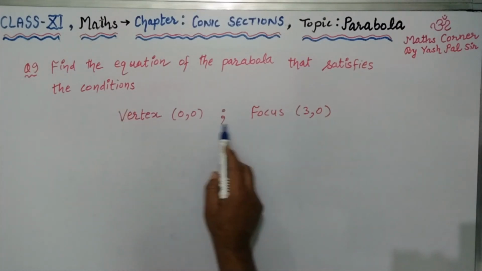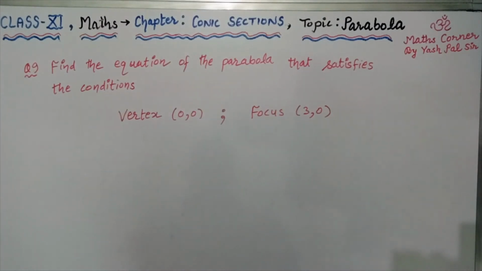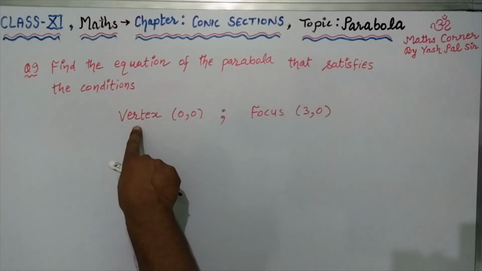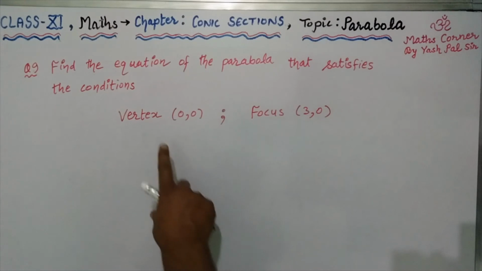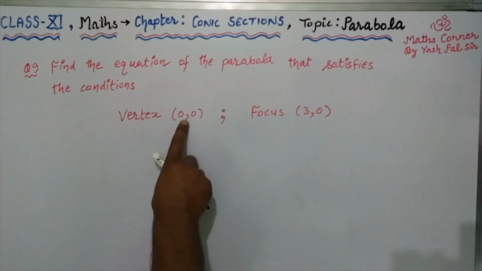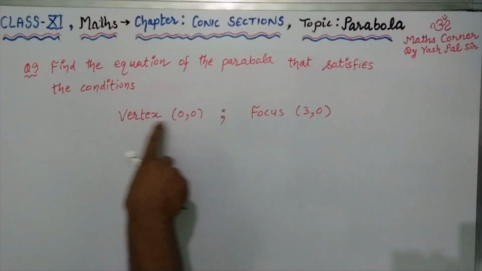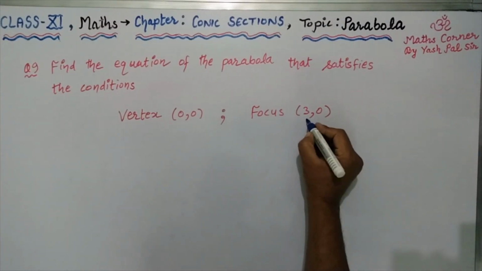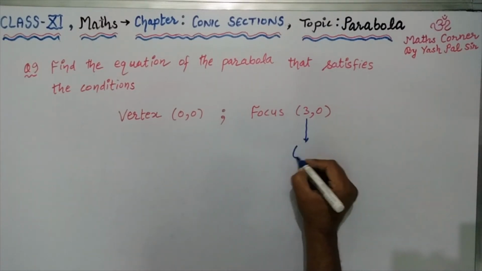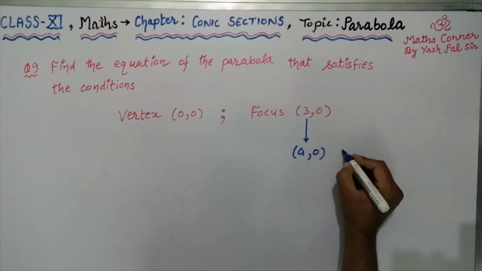Question number 9. Find the equation of the parabola that satisfies the conditions. Vertex is (0, 0). Focus is (3, 0). There are 4 types of parabolas, and in every parabola the vertex is (0, 0), so nothing is to be done with this vertex. We are left only with the focus.